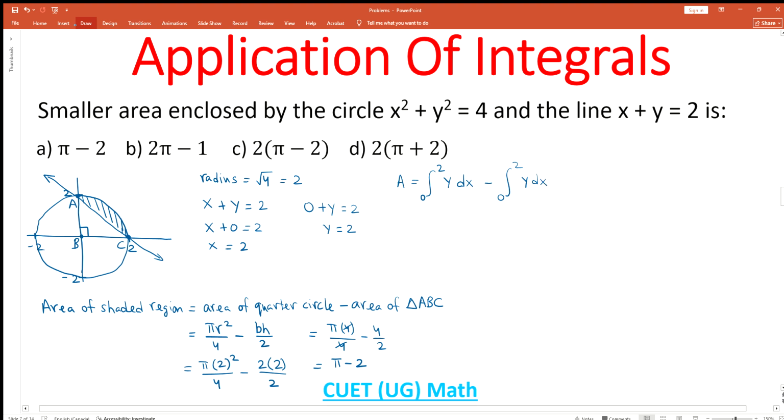In the first definite integral, we have to do the substitution for y from the equation of the circle. We should isolate y. In the circle equation, I get y squared equals 4 minus x squared. Next, we can apply square root to both sides.